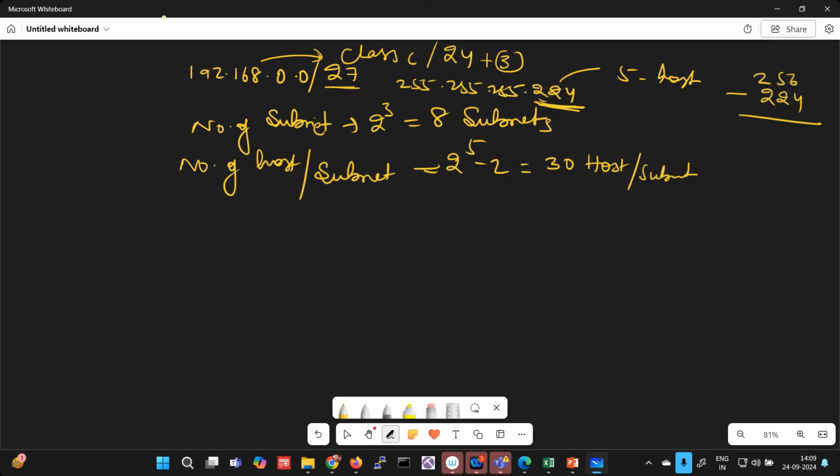We will get a base number. Keep adding that base number until you reach 0. So what will be the result? 32. So 32 can be treated as the base number.